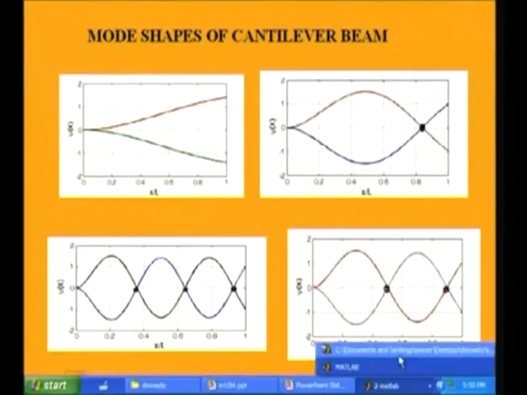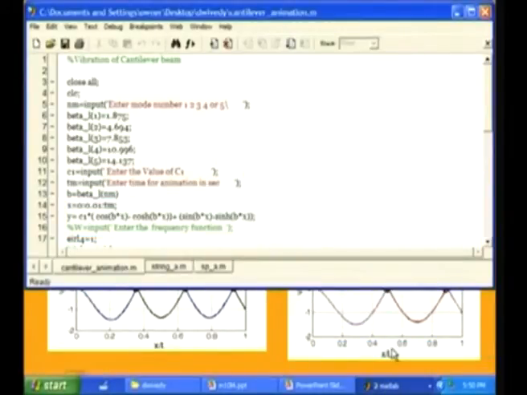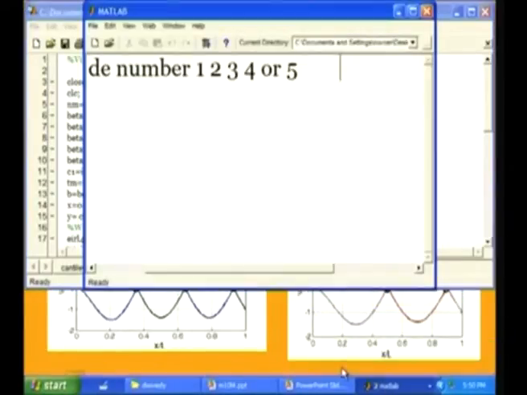So by using MATLAB, this is the simple code written for this cantilever beam, and now by running it for different modes we can see the mode shapes.